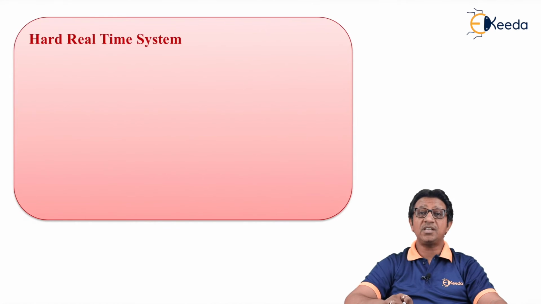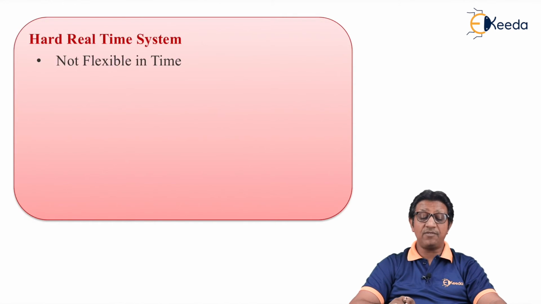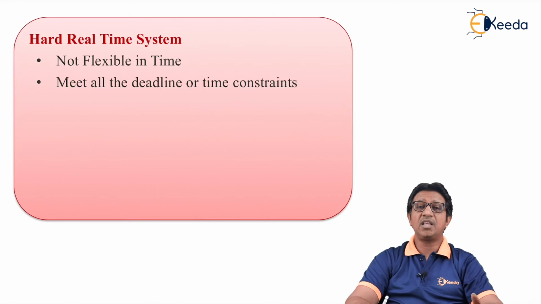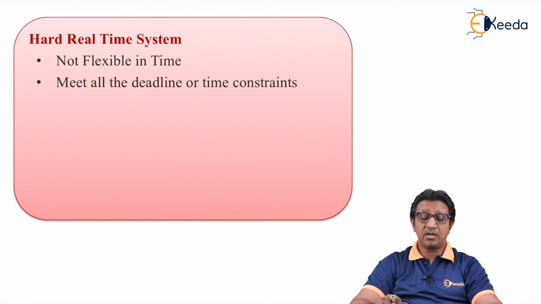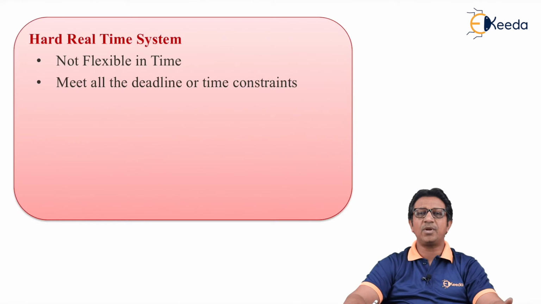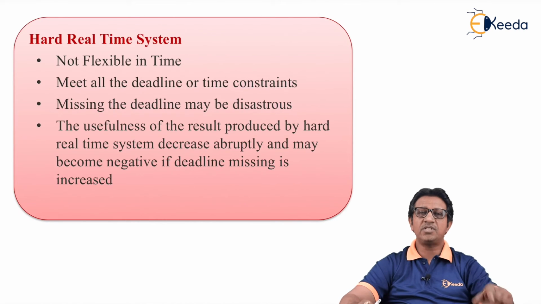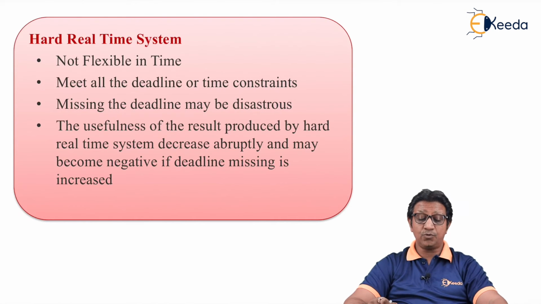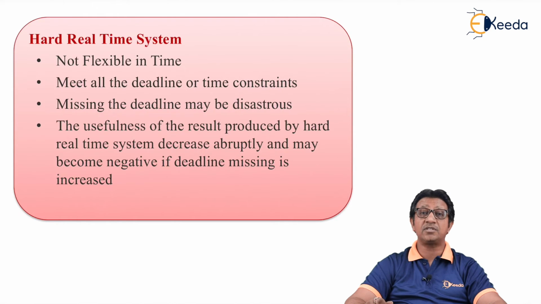So we'll see what a hard real-time system is. As I've told you, hard real-time systems are not at all flexible with the timing. The processes given at the input should meet the deadlines and the timing constraints. Missing the deadlines is disastrous in the case of a hard real-time system. The usefulness of the result produced by a hard real-time system decreases abruptly or may become negative if the deadlines are missed. If deadlines are missed, the performance of the embedded system will fall drastically.